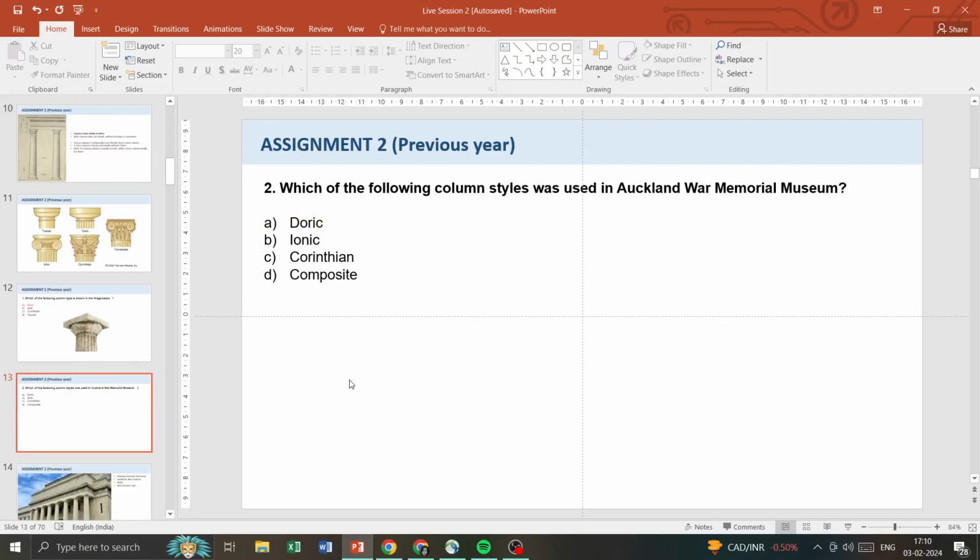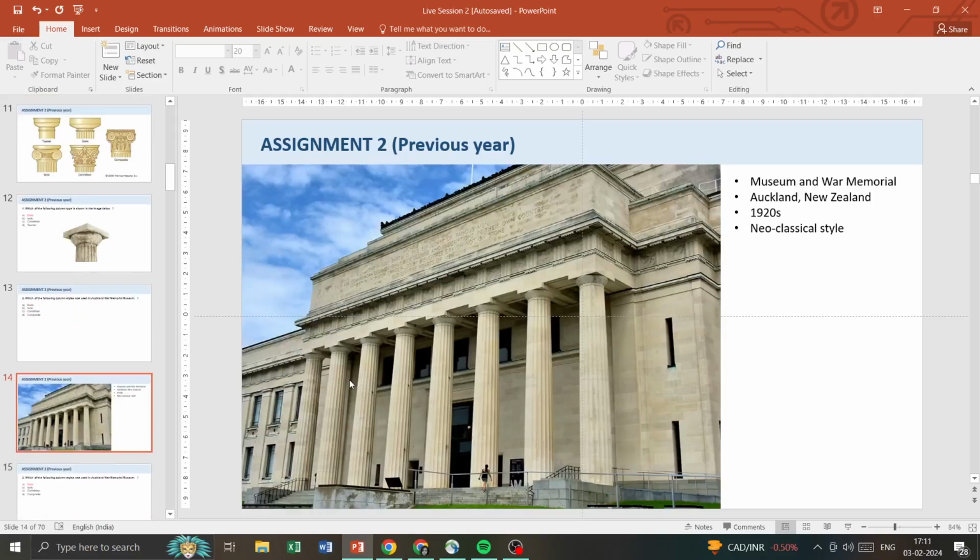Question number 2. Which of the following column styles was used in Auckland War Memorial Museum? So to be able to answer this question again, you should be knowing the different column styles, and you should be knowing how the Auckland War Memorial Museum looks. So for reference, I've added this picture. This is a museum and war memorial in Auckland, New Zealand. This was built in the 1920s, and it is based on the neoclassical style.